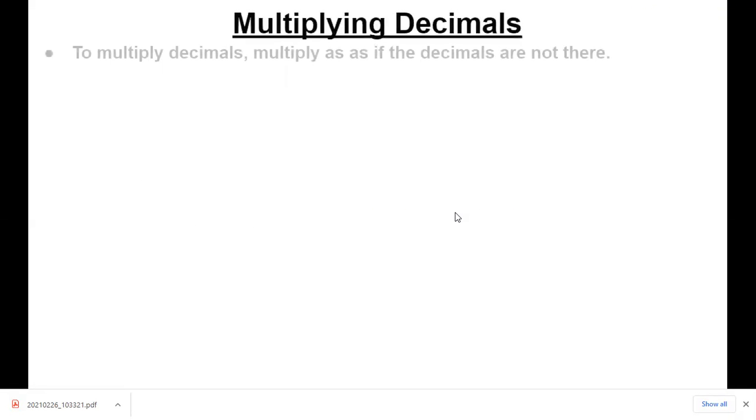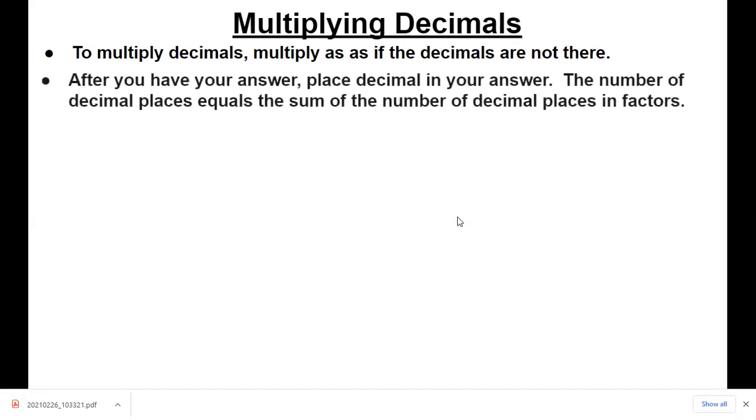So multiplying decimals. To multiply decimals, multiply as if the decimals are not there. After you have your answer, place the decimal in your answer. So you don't worry about the decimal place until you put your answer in. The number of decimal places is going to equal the sum of the number of decimal places in the factors.